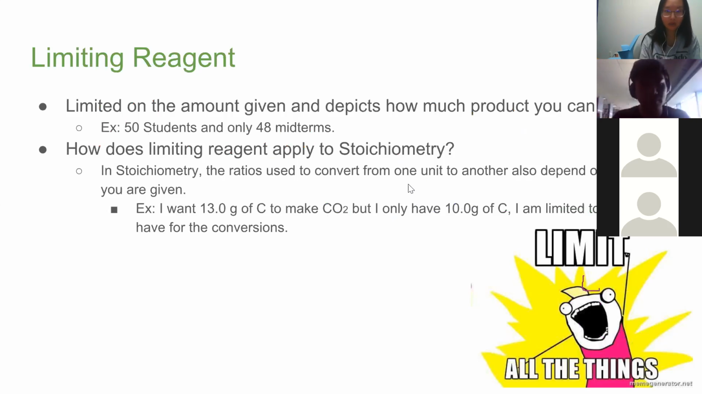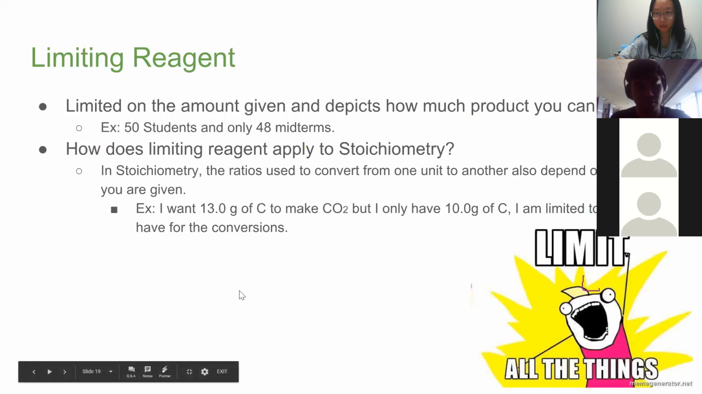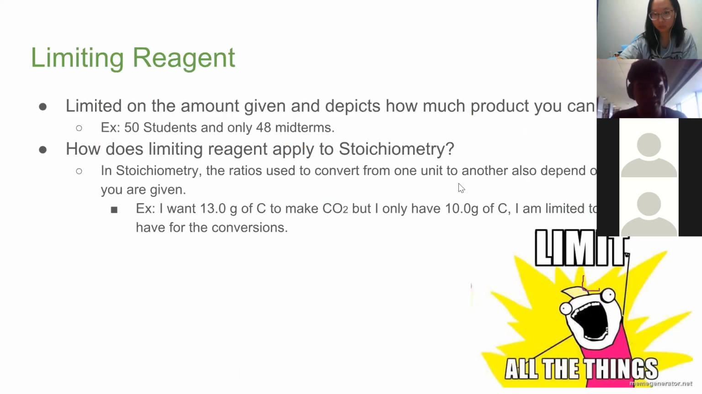So how does that apply to stoichiometry? Well, in stoichiometry, you're given the ratios used to convert from one unit to another, but that also depends on how much you're given. In the previous example, for every 1 mole of NaCl we were given, we can only make 1 mole of NaNO3. And if we only have 1 mole of lead 4 nitrate, we can make 4 moles of NaNO3. But since the two of them have to react with each other at the same time, we can only make a max product of 1 mole of NaNO3. If that makes sense with everyone.